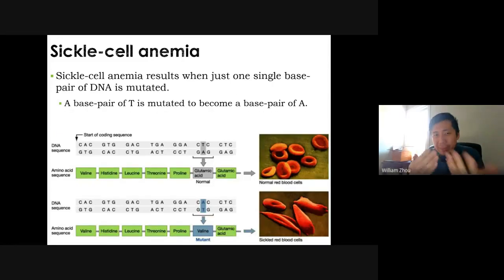Well, how do you get this? Here's how. Inside your DNA, your billions of letters, there is one single mistake that changes a letter T to become A. That's it. That's the mistake. One out of billions of base pairs, and this will ruin your life.